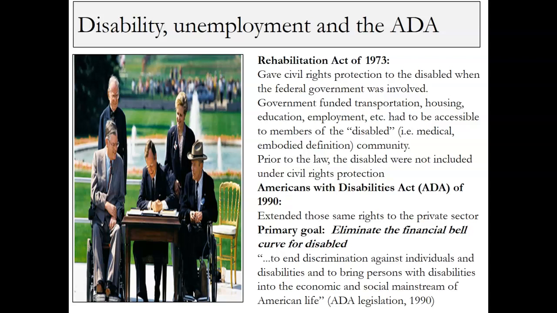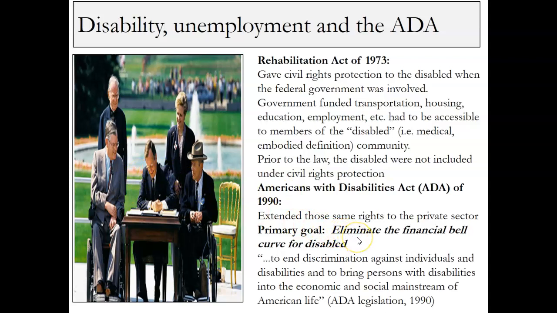The Rehab Act gave civil rights protection to the disabled when the federal government was involved. Government funding, transportation, housing, education, employment had to be accessible to members of the disabled community. Prior to that law, they really had no protection. And then the ADA took it one step further and extended those same rights to the private sector. So really all private sector businesses, though there are definitely limitations to that, which we'll talk about. But they ideally were supposed to have everything accessible to the disabled as well.